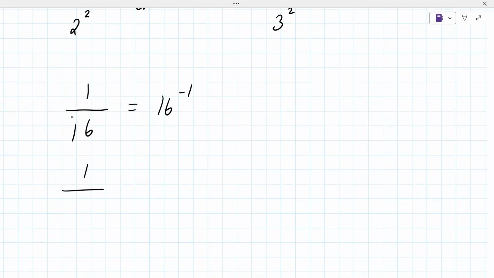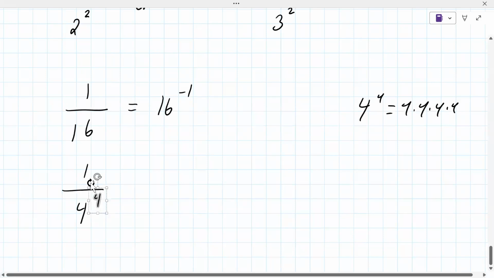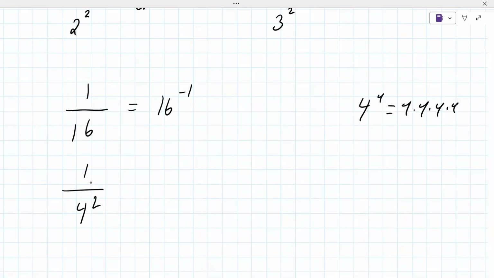And 4 to the 4th? 4 to the 4th is 4 times 4 times 4 times 4, which is 256. That's a little bit too much. How about 4 squared? 4 squared does work. So what would that be as a negative exponent? 4 to the negative 2.